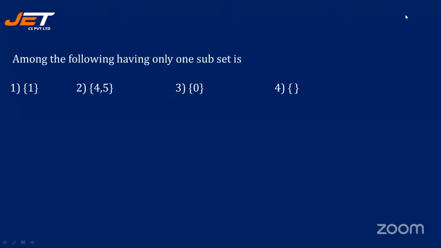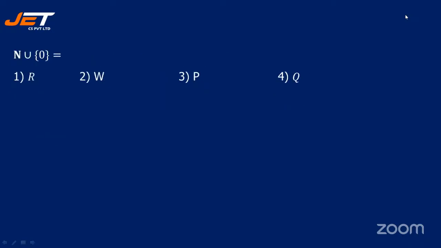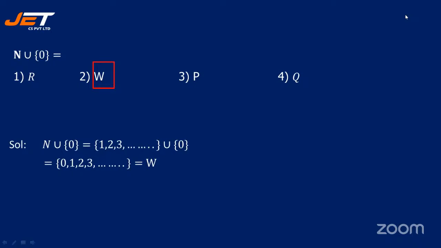All right, so I'm getting the answers. Let's see, it is option 4. Right? Yes. See the next question. N union of 0 is dash. Yes, let's see the answer. It is W, because N union of 0 is nothing but 1, comma 2 and so on. So 0, comma 1, comma 2, comma 3 and so on. It represents W. All right, students, so I'm sure you would have understood this. Let's move on to the next question.